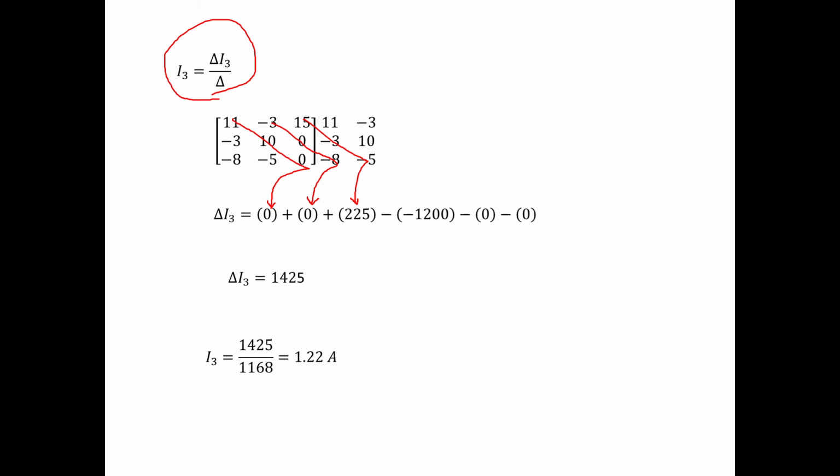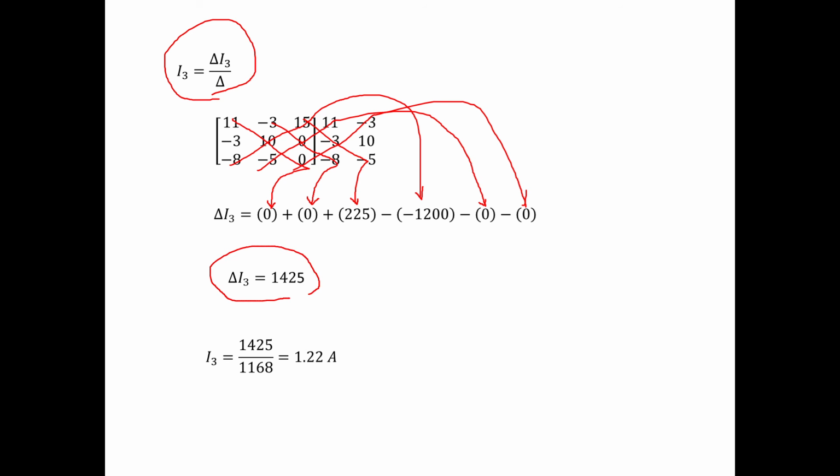Multiply these three numbers and write here. Then multiply these three numbers and write here. Then multiply these three numbers and write here. So you can solve it. You will get delta I3 as 1425. Delta is 1168. You substitute, and you will get the current as 1.22 amperes.